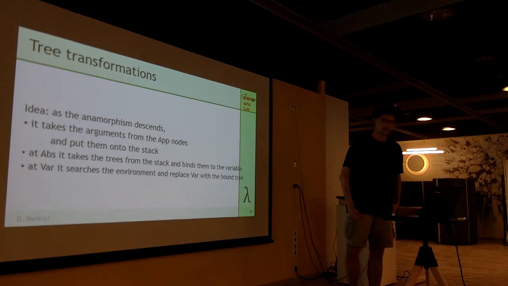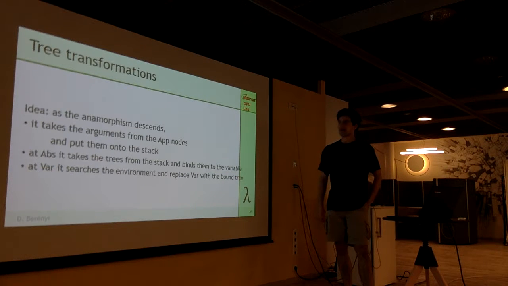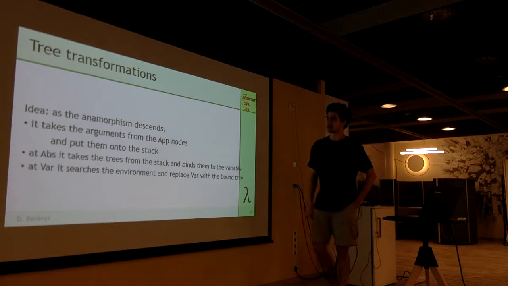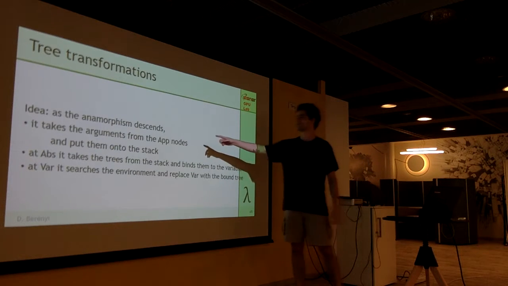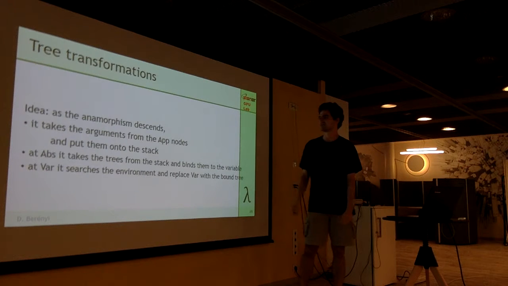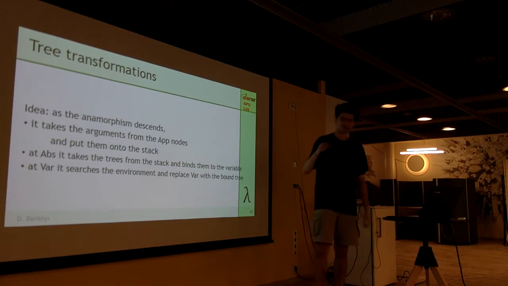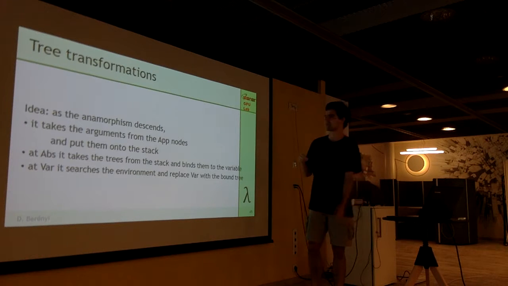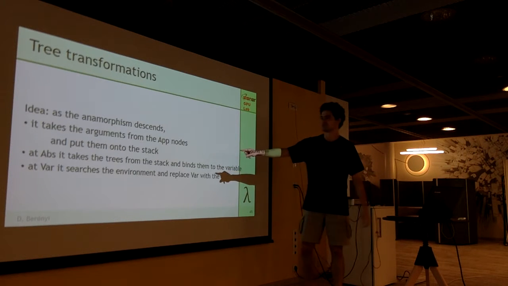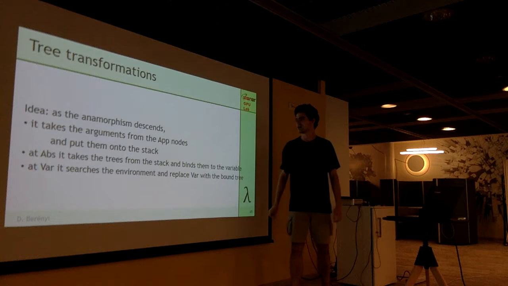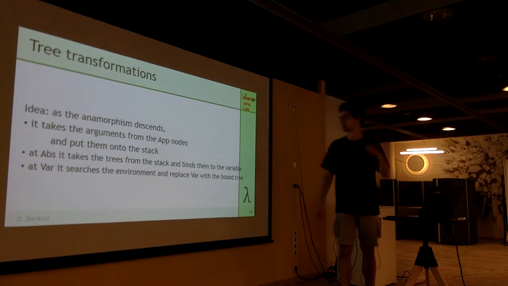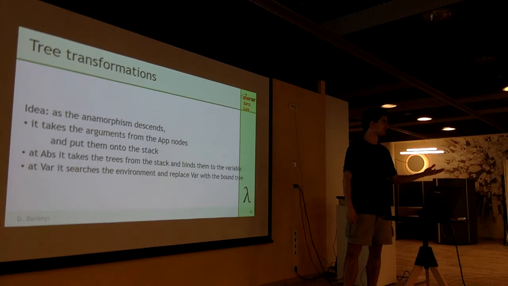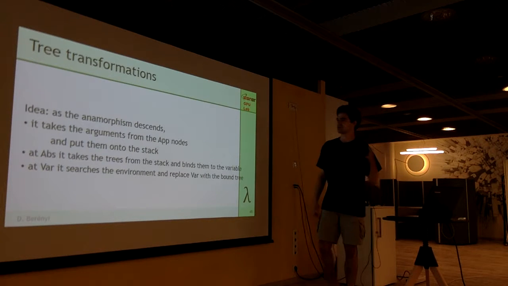So the idea of the evaluation is the following. We first use an anamorphism and start from the root of the tree and take all of the App nodes and push the operands to the stack one by one. And when we meet an Abs node, we take one operand from the stack and bind it to the symbol of the lambda expression. And we keep repeating.